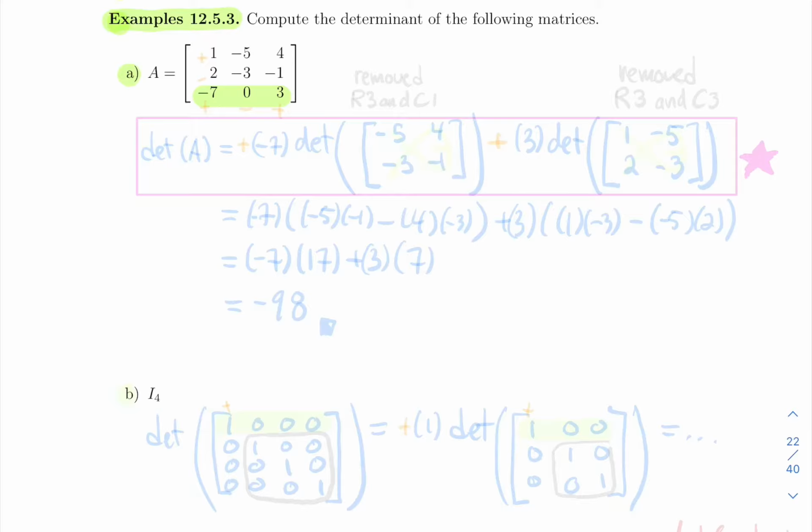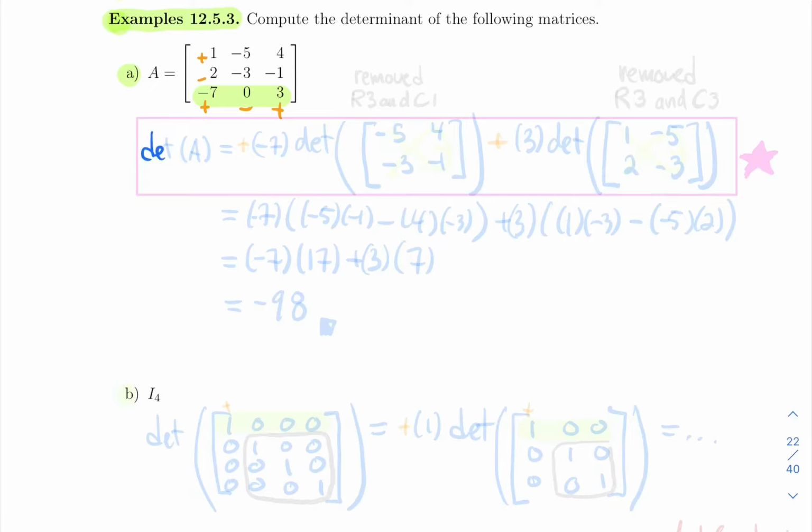Once I've chosen my row, one thing I like to do is just do my sign expansion. I know the top left corner is always a plus, so I have a plus in the top left, and then I just go down to my third row. By alternating signs, I have plus, minus, plus, minus, plus. So I see my minus 7 is at a plus position, my 0 is at a minus position, and my 3 is at a plus position. So now I will expand along the third row.